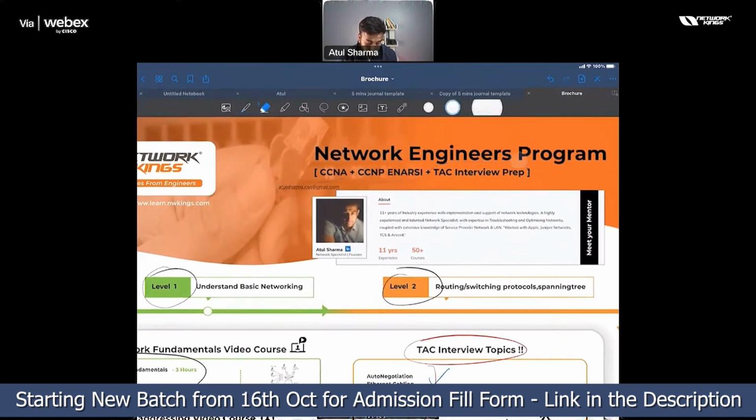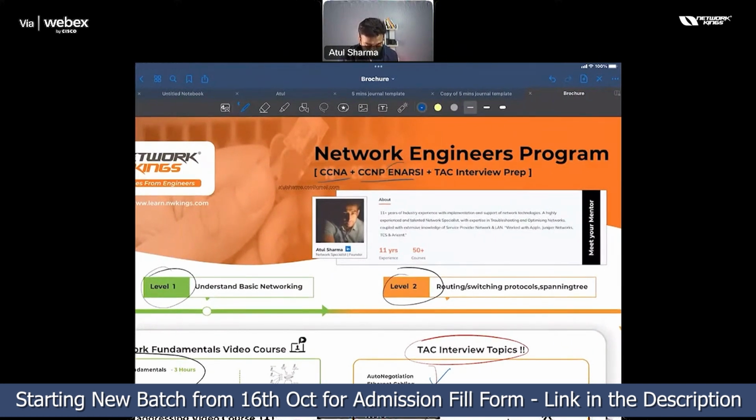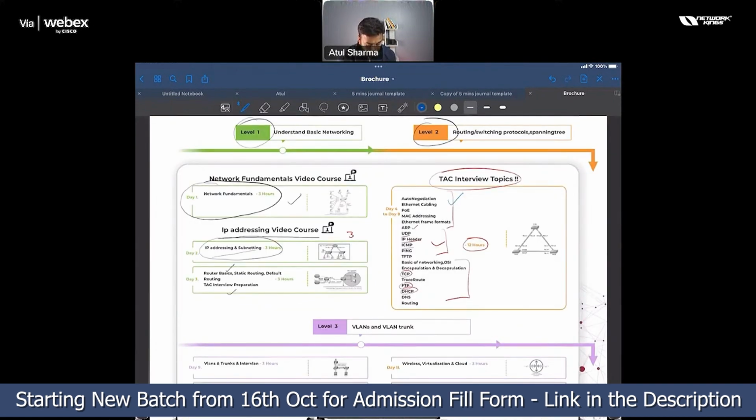As I mentioned, this is a combination of CCNA, CCNP, and ARC. What is this ARC? It means advanced router configuration. In short form, I can write it here. We'll cover network fundamentals, IP addressing in detail. We will learn how to configure the routers.